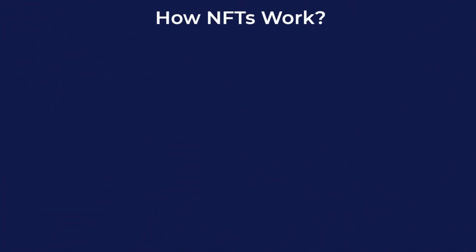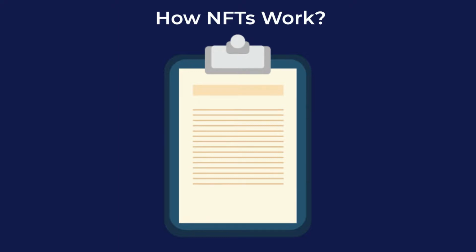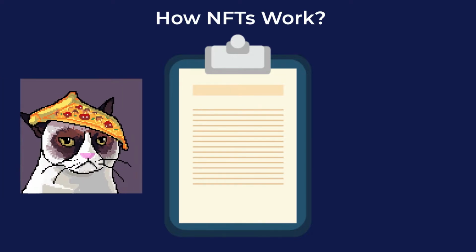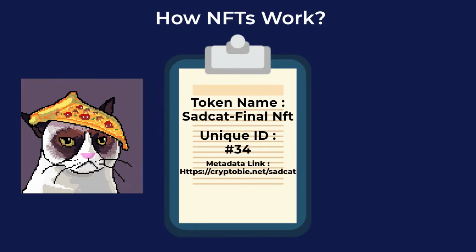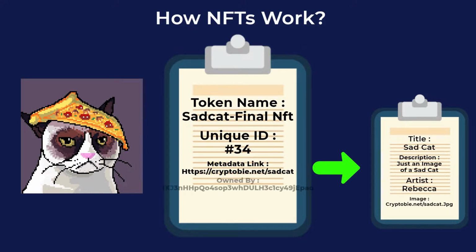So, how does an NFT work? Well, as we have said earlier, an NFT is just a notepad or a token containing information about the digital asset. For example, if you are buying an NFT of an image, this NFT contains a token name, a unique ID for the token, some metadata, such as the title of the image and its description, the creator of the image or the artist, a link to the image file stored on a server somewhere, and finally, the owner of the token. There is a common misunderstanding here.